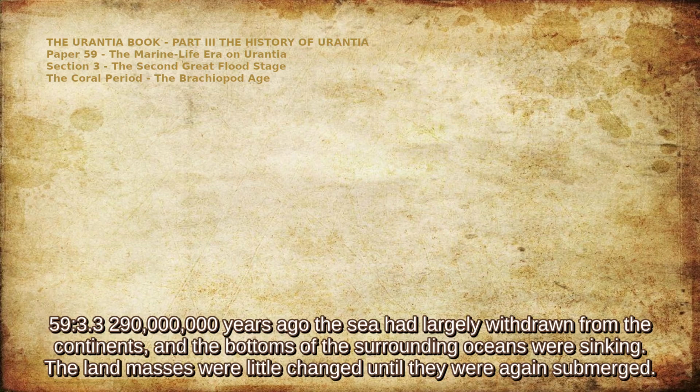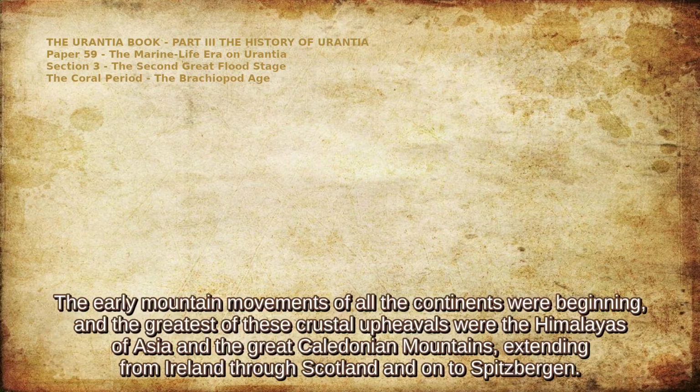290 million years ago, the sea had largely withdrawn from the continents, and the bottoms of the surrounding oceans were sinking. The land masses were little changed until they were again submerged. The early mountain movements of all the continents were beginning, and the greatest of these crustal upheavals were the Himalayas of Asia and the great Caledonian Mountains, extending from Ireland through Scotland and on to Spitzbergen.